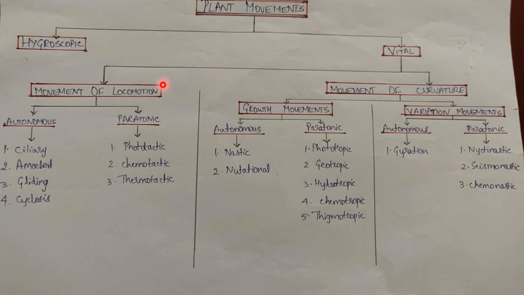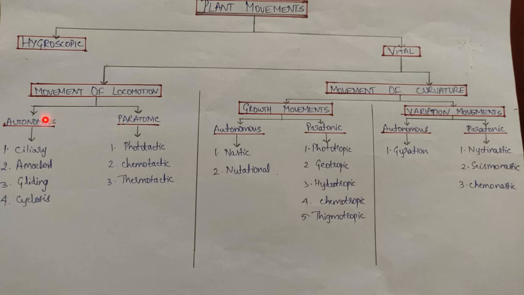Coming to movement of locomotion, this type of movement is seen in lower plants. Here the entire plant moves from one place to another. We find this movement of locomotion to be of two types: it could be either autonomous or paratonic. First, let us consider the autonomous kind of movements.